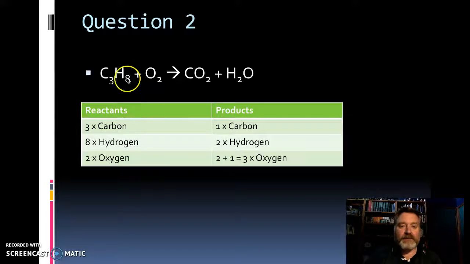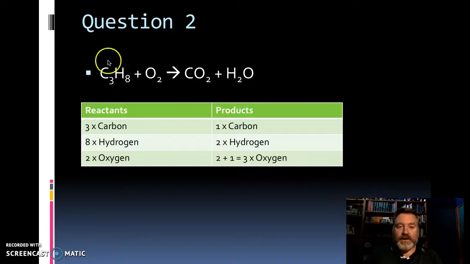So we've got 3 carbons here. This is ethene, from memory. Ethene and oxygen combusting to produce carbon dioxide and water as byproducts. So 3 carbons, 1 carbon. Whoops, I've lost 2 carbons. 8 hydrogen, 2 hydrogen. I've lost 6 hydrogens. I'm in big trouble here. 2 oxygen there, but 3 over here. So we're in real trouble. All 3 fail to balance.